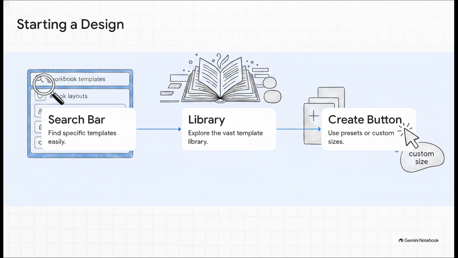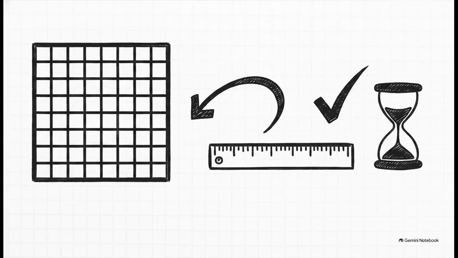First, you can just use that top search bar for specific things like workbook templates. Second, you can browse through their massive template library by category. Or third, if you know what you want, just hit the Create button for preset sizes or enter your very own custom dimensions. Actually, wait, here is an absolutely crucial tip straight from our source.